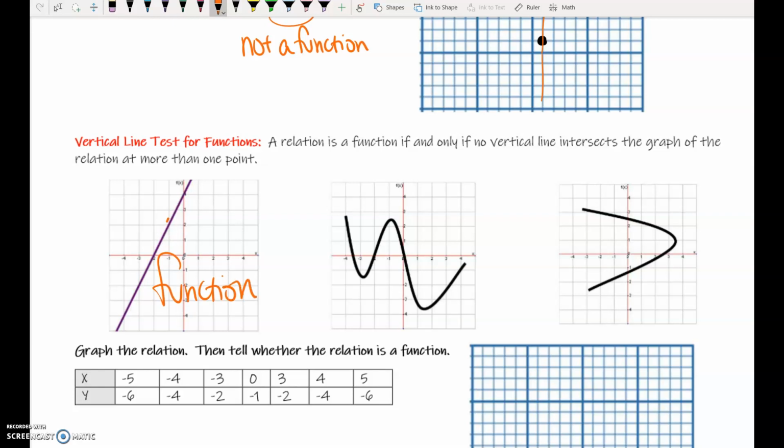The second one, it looks kind of steep, but if you were to zoom in, even if you put a vertical line through a really steep spot, it still only touches 1 point at a time. So that is a function. What about the third one? A vertical line would definitely touch more than 1 point at one time, so this is not a function.